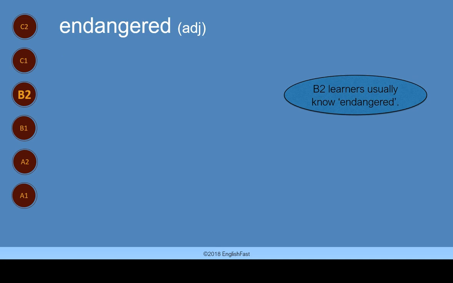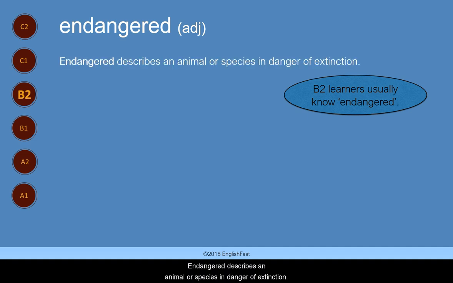Endangered. Endangered is an adjective. B2 learners usually know endangered. Endangered describes an animal or species in danger of extinction. Here are some examples.